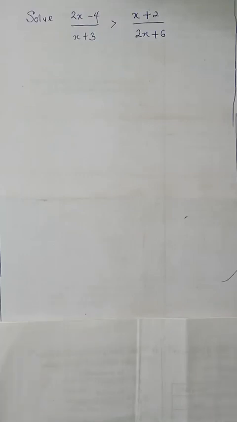Hi guys. So I just received this question from one of my students, and it happens to be an inequality question that says we should solve (2x minus 4) over (x plus 3) is greater than (x plus 2) over (2x plus 6). So these types of inequality questions are categorized under rational inequality.